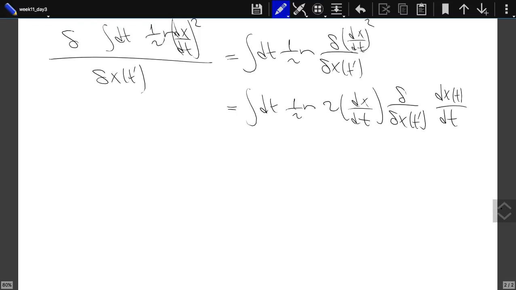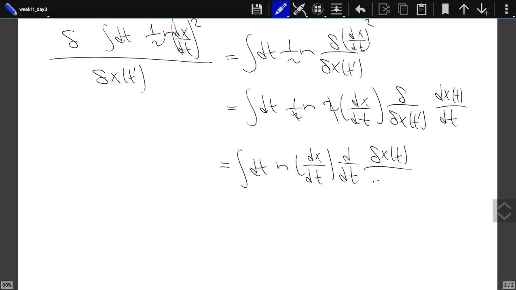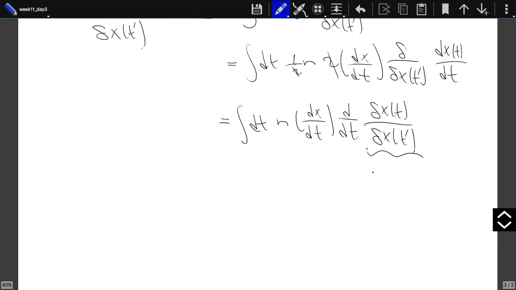Now, the functional derivative and the ordinary derivative, you can just change their order. The 2's cancel: dt m dx by dt, d by dt of the functional derivative of x of t with respect to x of t prime. But this we had defined as the Dirac delta of t minus t prime. Now we can do integration by parts. On the limits, the Dirac delta will be 0.